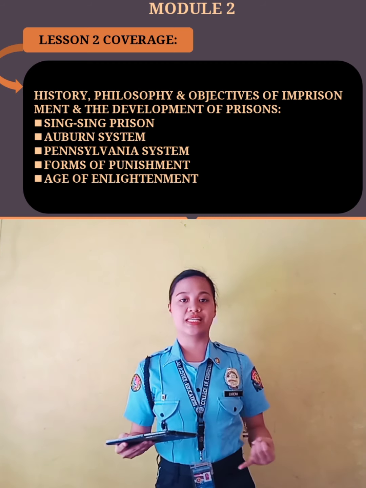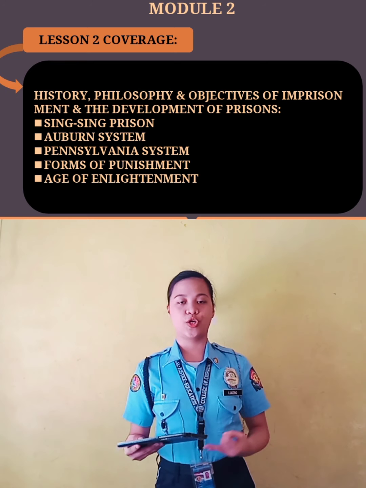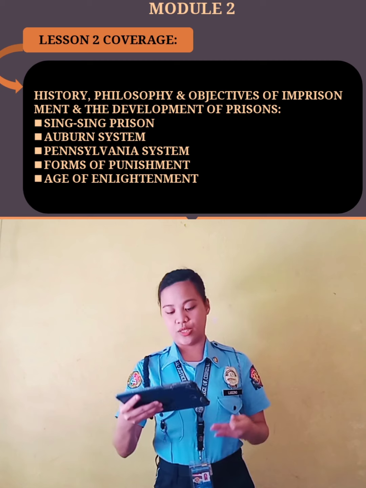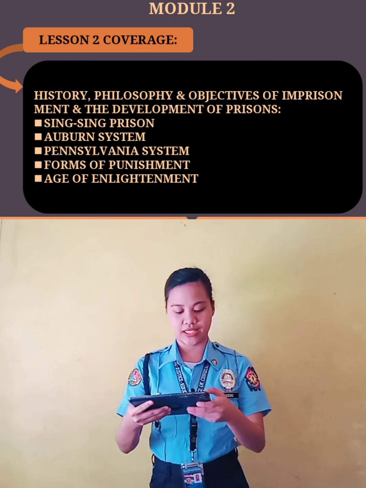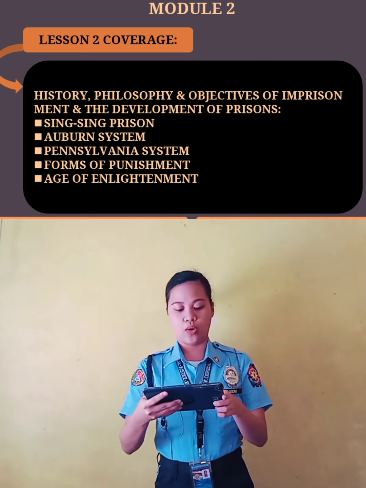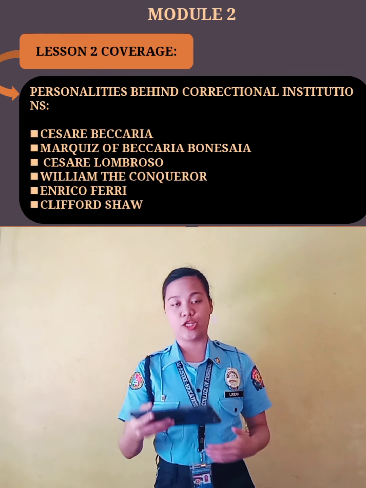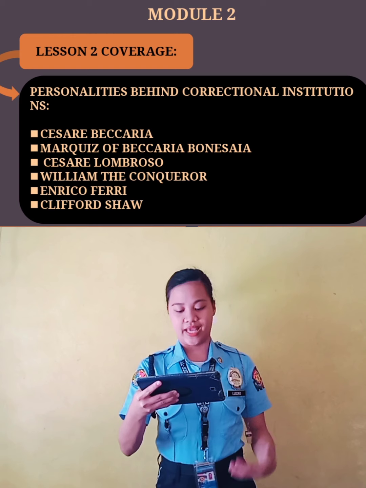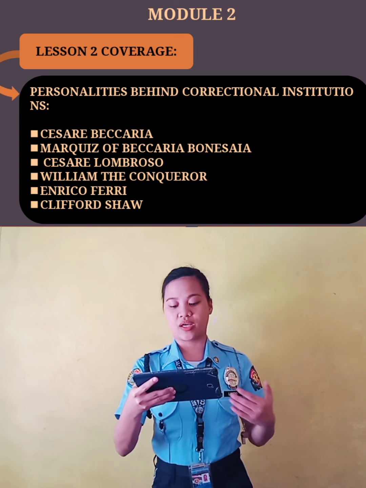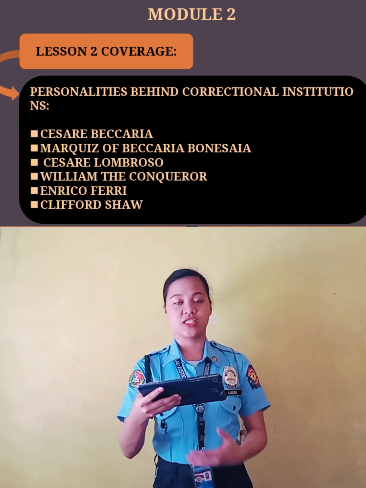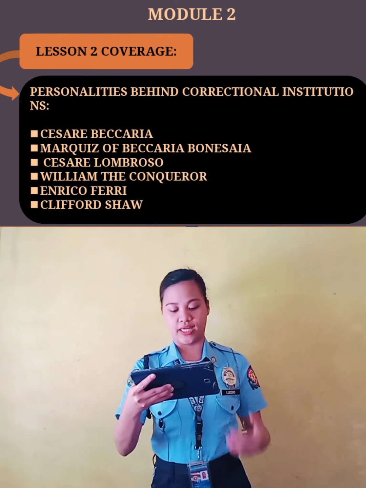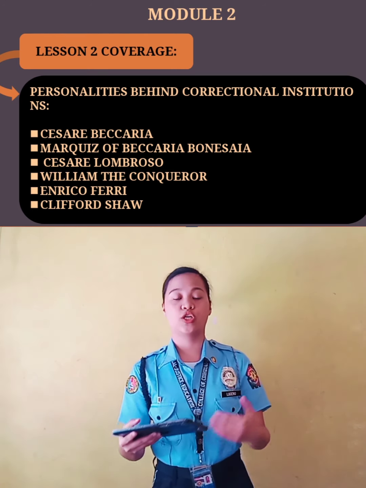First, we have the Sing Sing prison. Second, the Auburn System. Third is the Pennsylvania system. Then we have the Age of Enlightenment. Now we have the personalities behind correctional institutions: Cesare Beccaria, Marquis of Beccaria, Cesare Lombroso, William the Conqueror, Enrico Ferri, and Clifford Shaw.